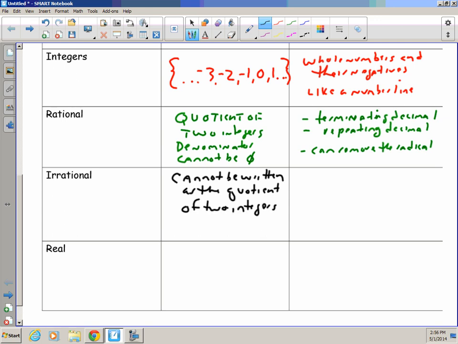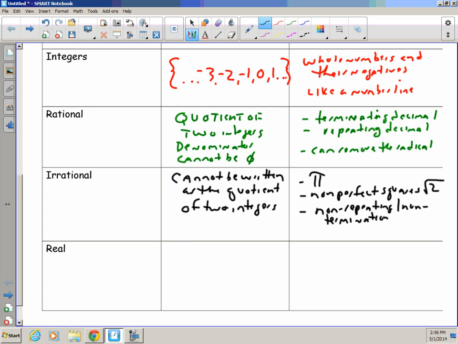Basically, we put them into a couple of categories. Pi, non-perfect squares, like the square root of 2, and non-repeating, non-terminating decimals. So for example, the decimal 1, 2, 3, 4, dot, dot, dot, that doesn't terminate, it doesn't repeat.